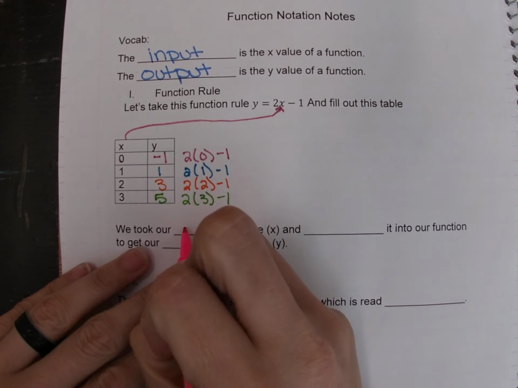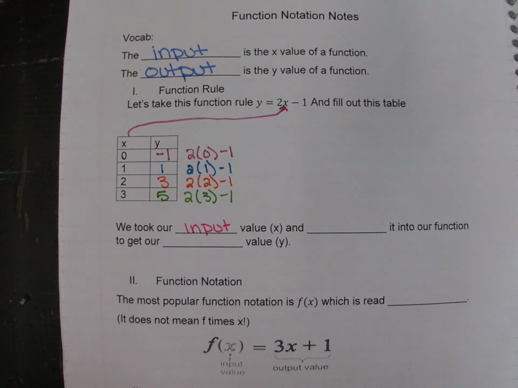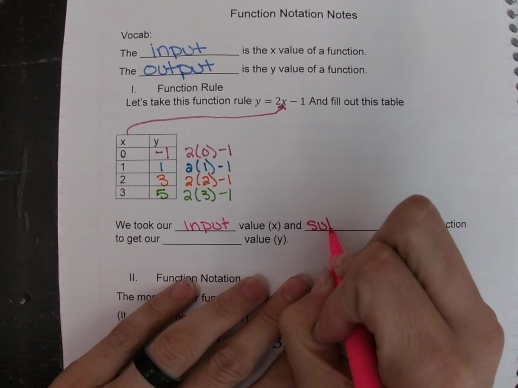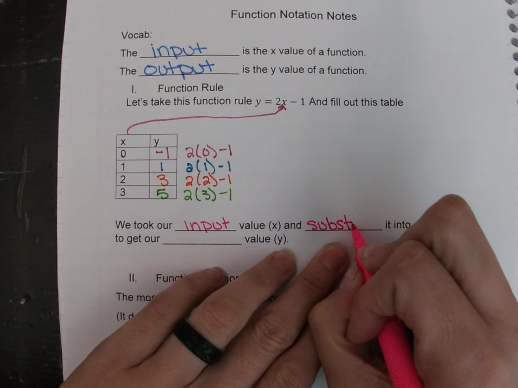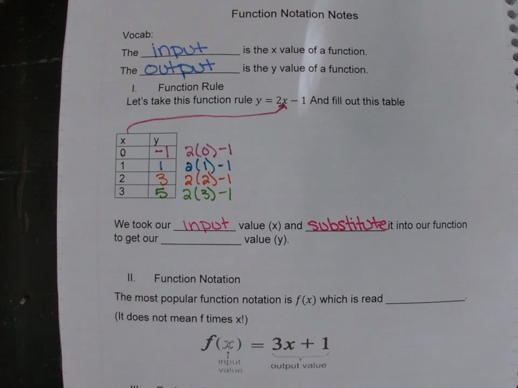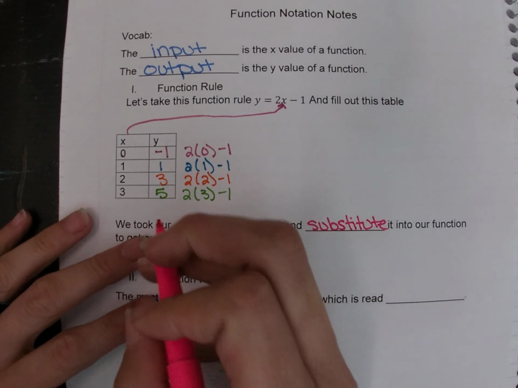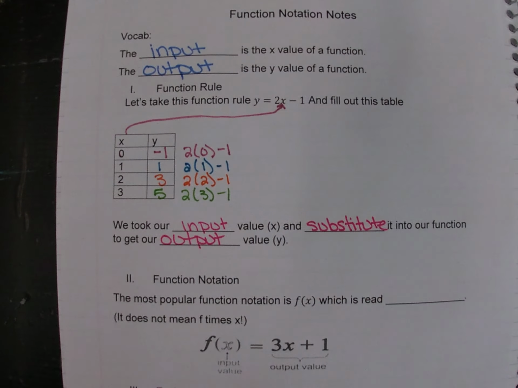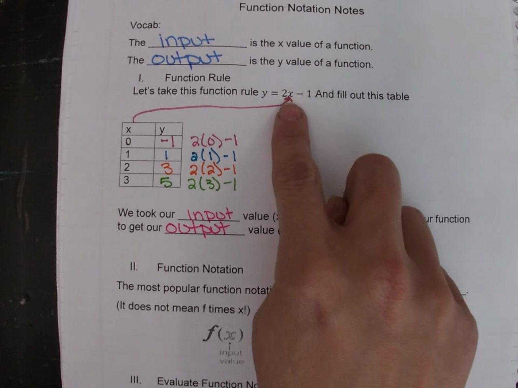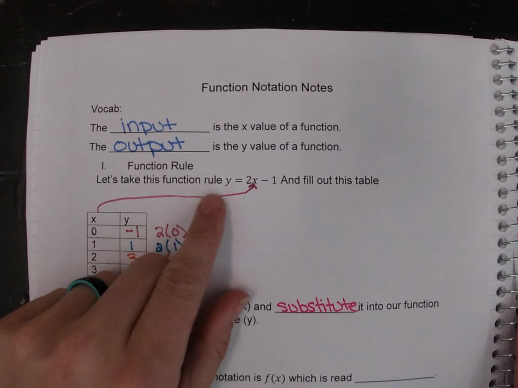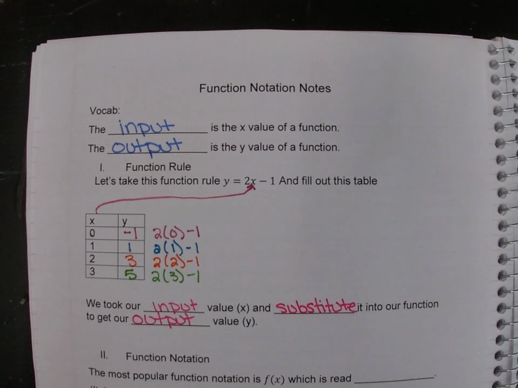All we did was take our input value, which is our x, and substitute it, plugging it into our function to get our output value. We're taking our x value and substituting it into the function to find our corresponding y value. That's probably something that you've seen before with those input and output values. The catch is that we're going to tweak that a little bit today.